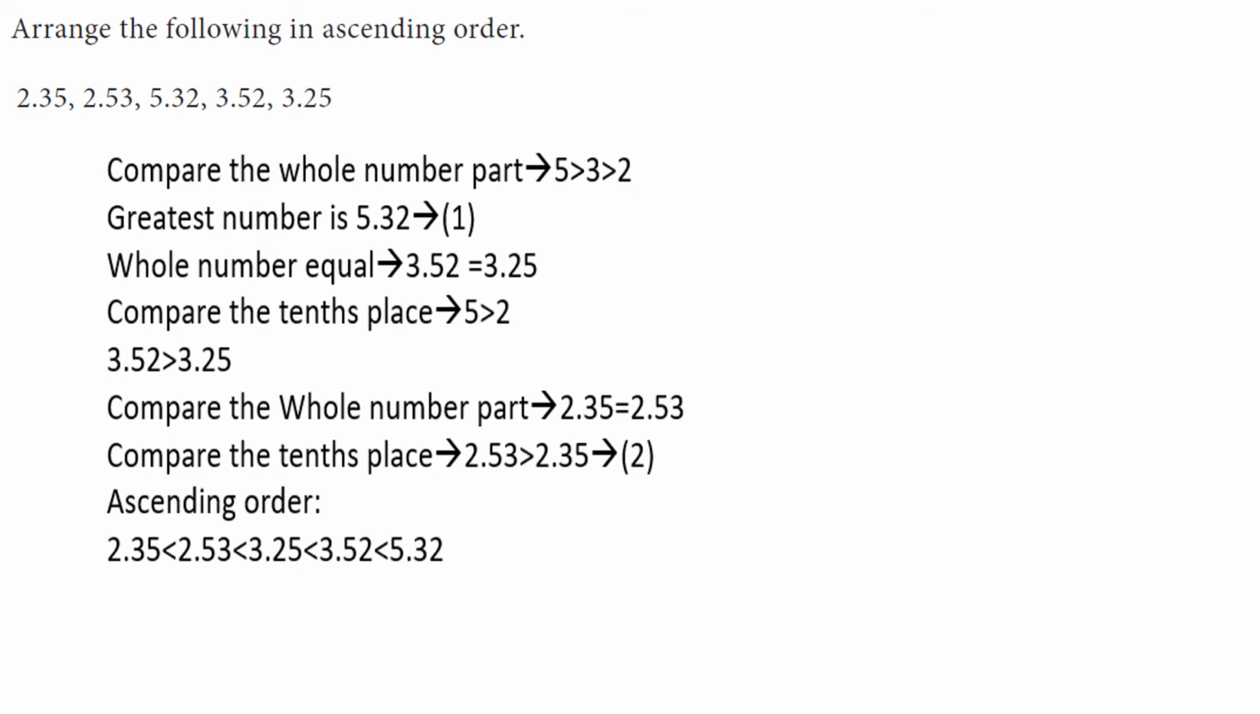So here given question ascending order, small to big. Therefore the first number is 2.35 less than 2.53 less than 3.25 less than 3.52 less than 5.32. Clear?